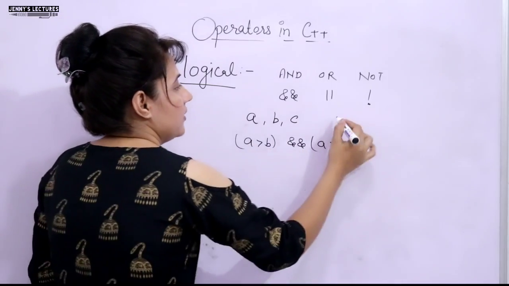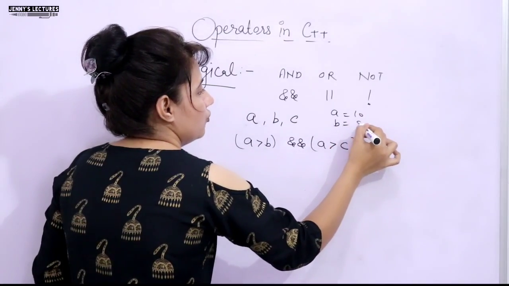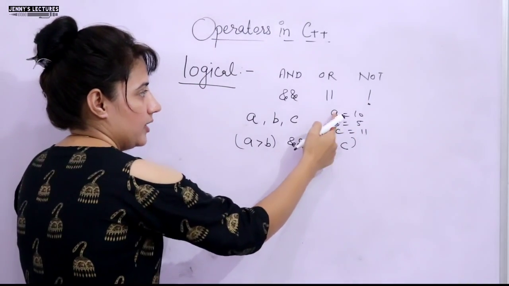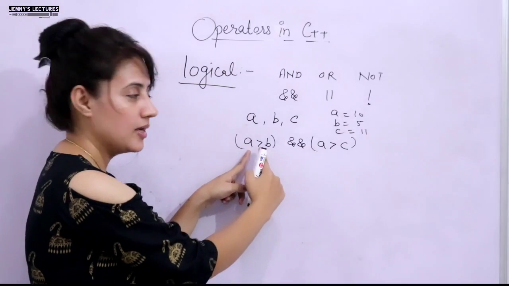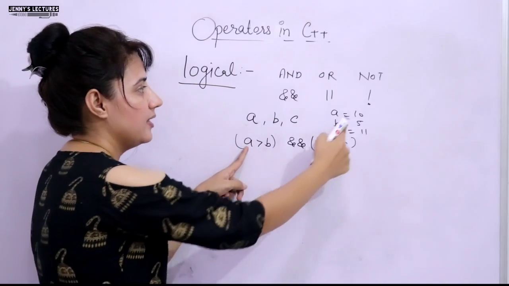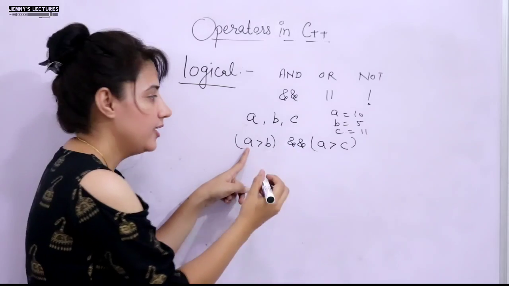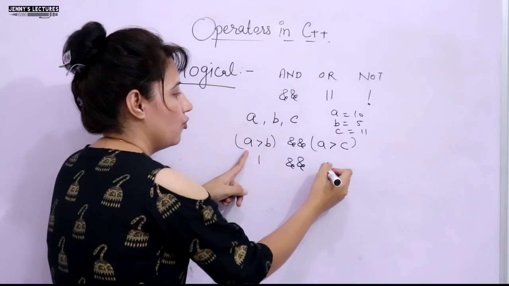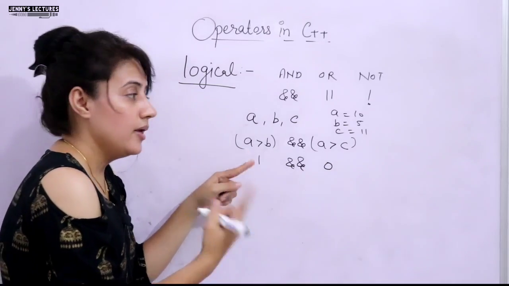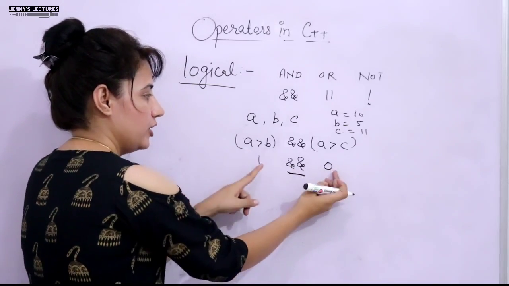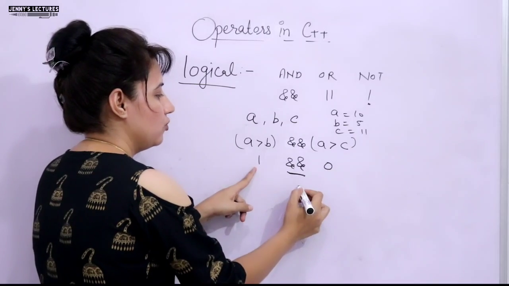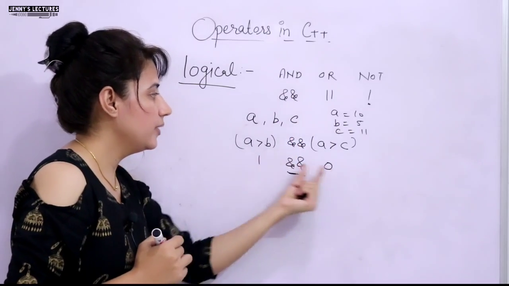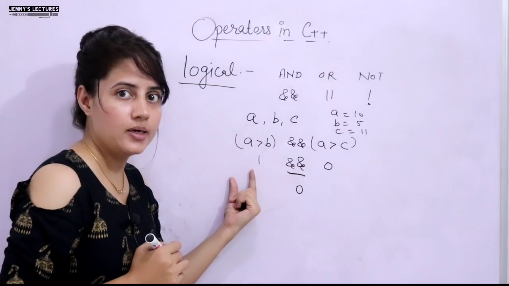Suppose A is equal to 10, B is equal to 5, and C is equal to 11, right? Now, is A greater than B? This is the relational operator greater than. A greater than B, 10 greater than 5, yes, true. True means 1. And A greater than C? No, false, that is 0. Now the logical AND operator will work on these operands. This is true, this is false, so it will give you false, that is 0. So the operands for these operators should be of Boolean type.